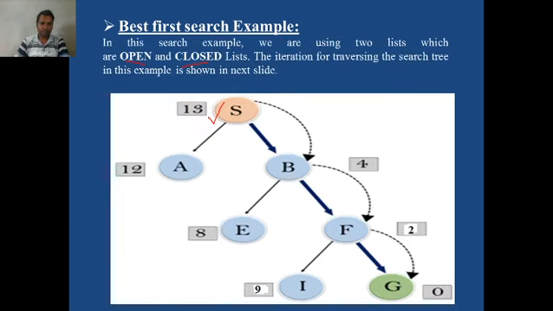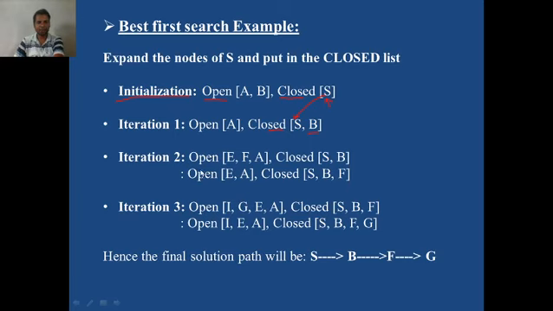Here you can find E is not explored, so this is not explored, only F is explored. Okay, so that's why E goes in the open list and F goes in the closed list, because F is traversed. So in iteration 2 you find the open and closed list.